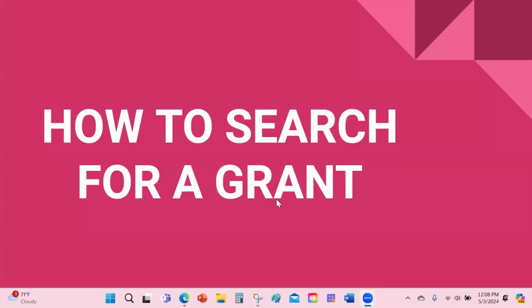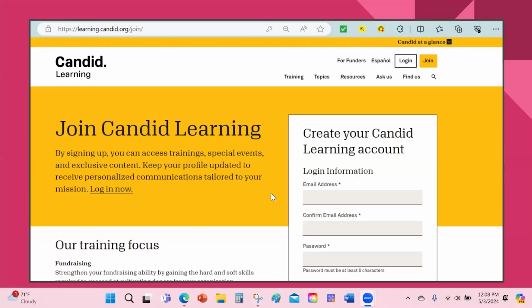So let's talk quickly about how to search for a grant. My favorite, and this is not an endorsement, it's just my favorite tool, is Candid. Candid used to be part of the Foundation Center, and they merged, and they have become Candid. They have 2 levels. You can have a free account, and then you can subscribe, and there is a fee involved. So let's just talk about all the opportunities through the free account, because we're all about small nonprofits doing great work at a low cost.